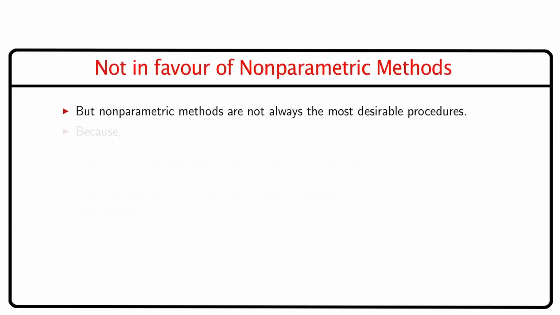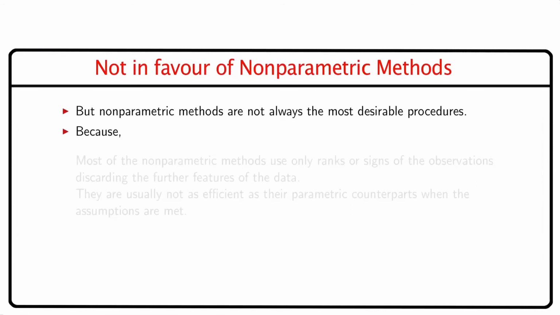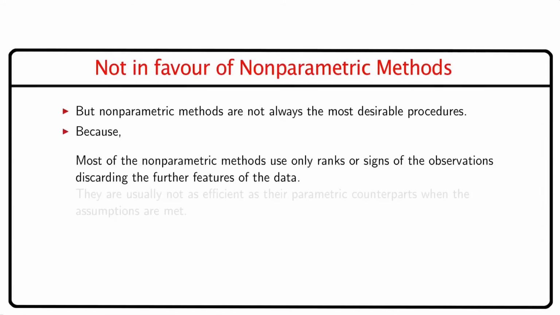But we can't use non-parametric methods blindly, and it is not always the most desirable procedure, because most of the non-parametric methods use only ranks or signs of the observations, discarding the further features of the data. So since we use only ranks or signs of the observations, we just discard the other features of the data. Only the sign of the observations are considered, the magnitude is ignored, so there is a loss of information.